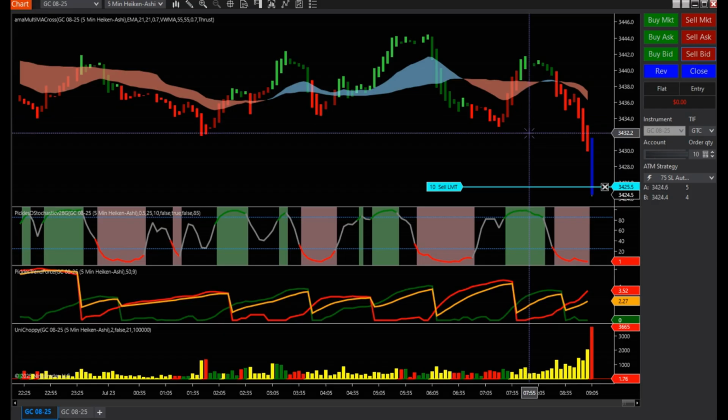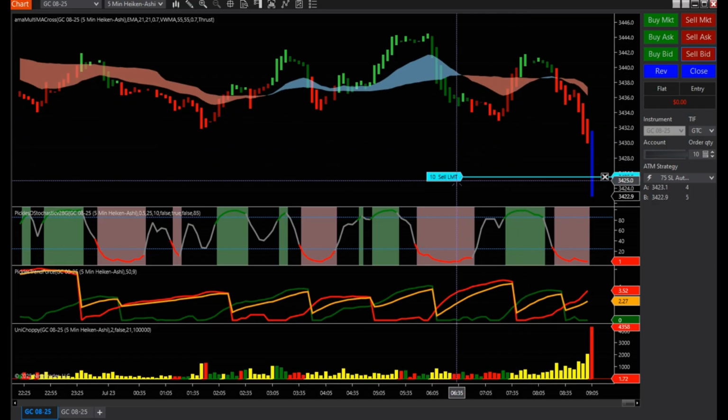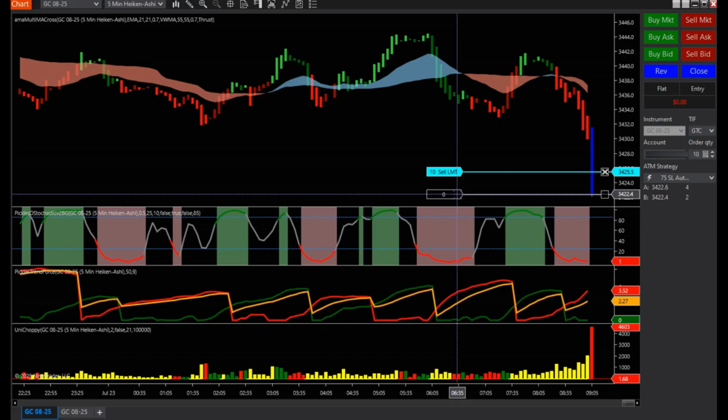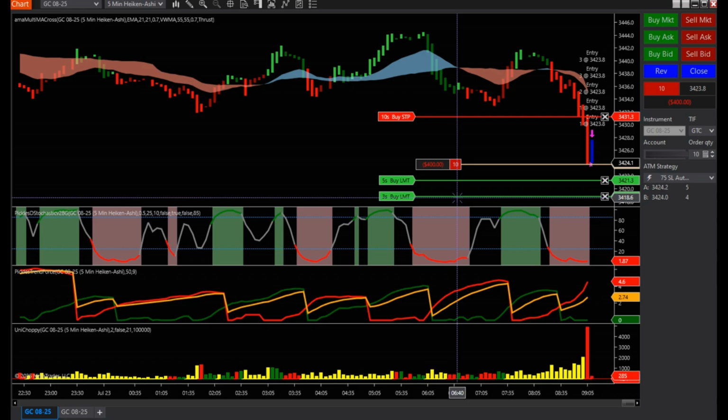All right, so I entered a sell limit order. You see that long red bar, the red line above the yellow line, and I have the red shade, and then clearly the bar is below the red shade. So I got into a trade right here. I'm going to just let my ATM manage the trade for me.